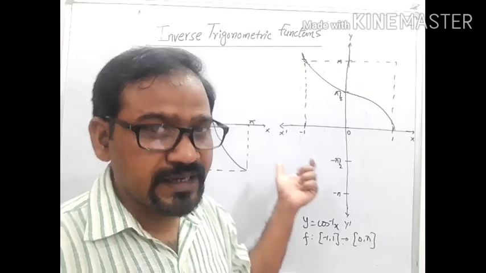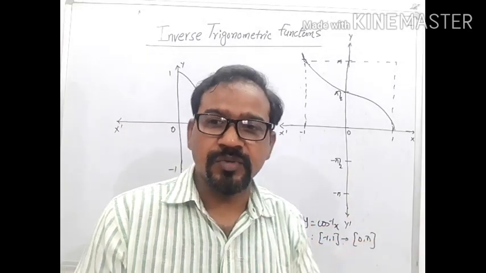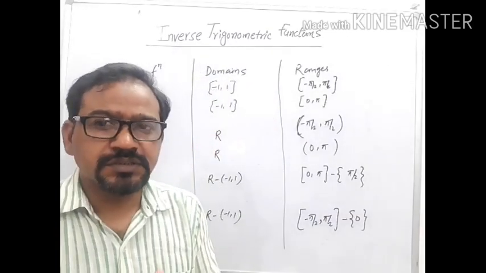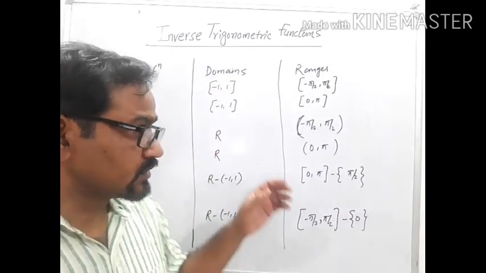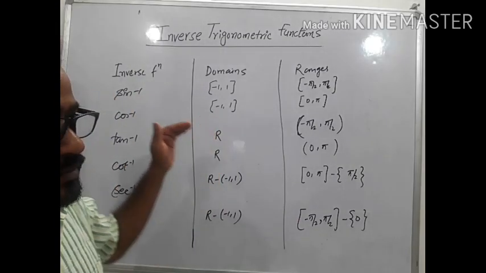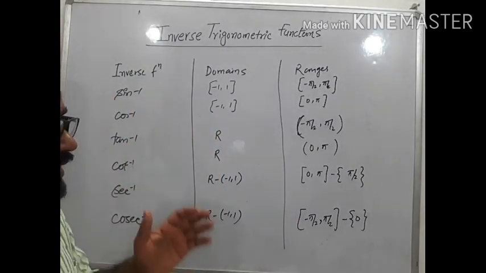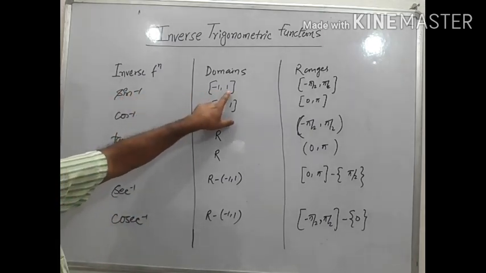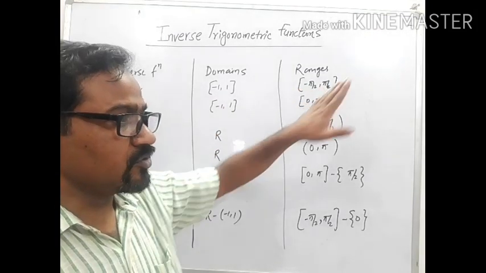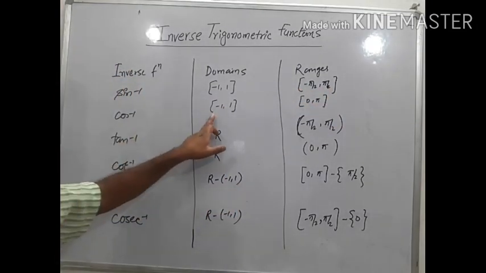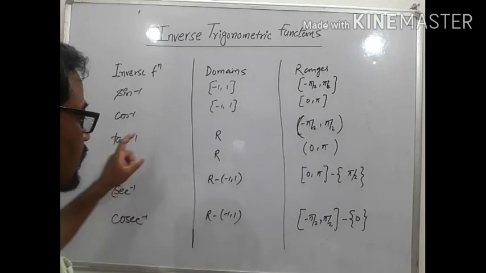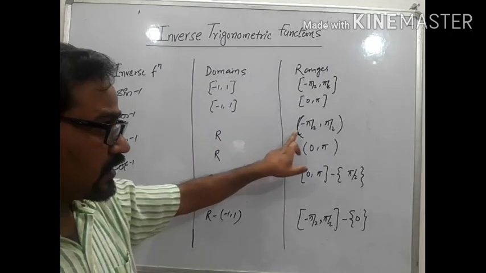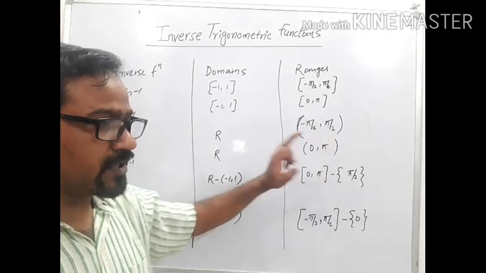After restrictions, I write all the domains and codomains of inverse trigonometric functions. For making these trigonometric functions one-one and onto, we get: sine inverse, domain is -1 to 1 and range or codomain is -pi by 2 to pi by 2. Cos inverse, domain -1 to 1, range is 0 to pi. Tan inverse, domain is R, real numbers, and range is -pi by 2 to pi by 2 in open interval.